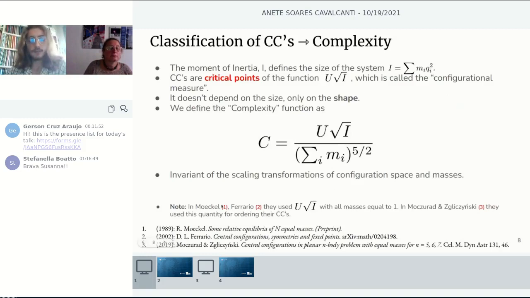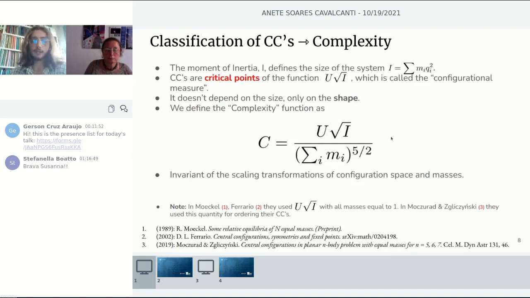Previously, one of the first lists that was published of planar central configurations was by Moeckel. And also Ferrario used the same convention. Basically, they use the configurational measure in order to order their central configurations, and they set all the masses equal to one. And at least that I know, the first place that I have seen the explicit use of this quantity in order to classify them was in Moeckel and Sijinski in 2019. And they used this quantity in order to classify the central configurations.